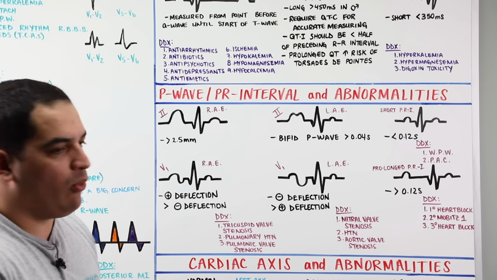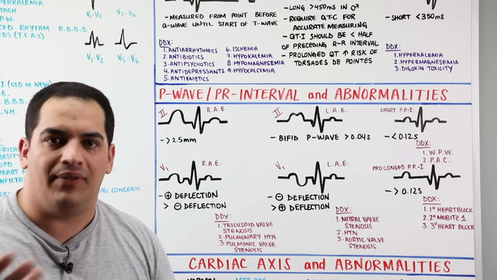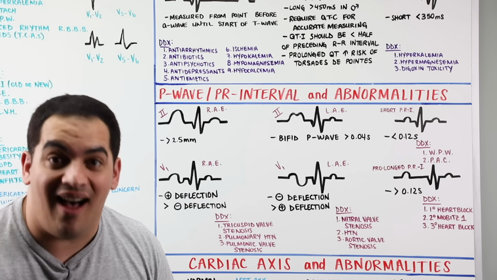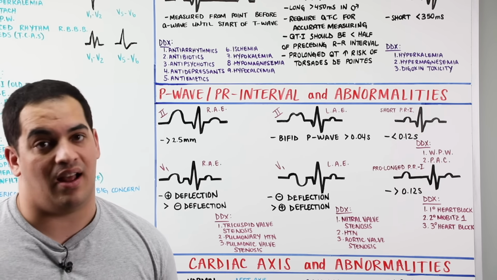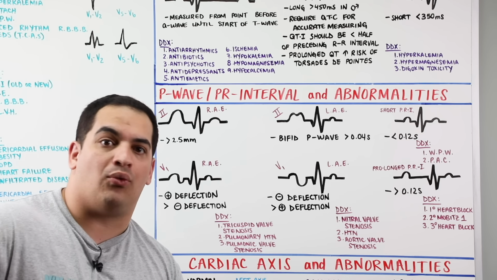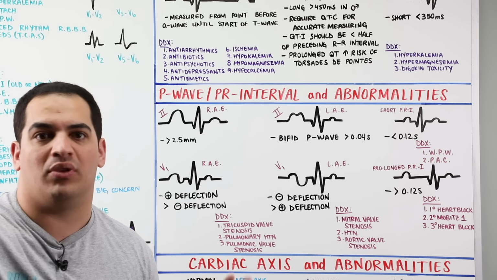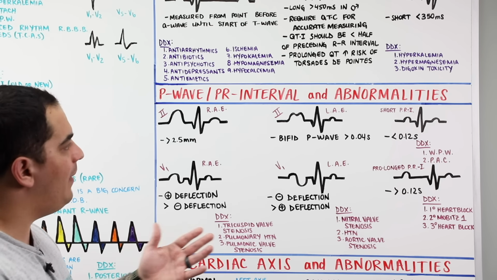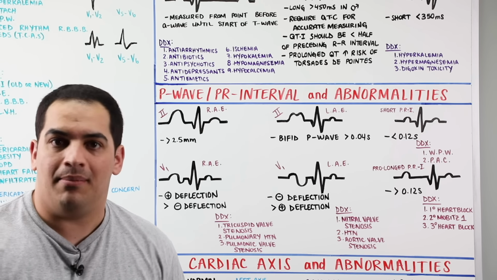But right atrial enlargement, what could be causes of this? Think about valvular stuff. Is there something going on with the tricuspid valve? It's stenotic. Is the pulmonic valve stenotic? Do they have a lot of strain on that right side of the heart because of something going on with the lungs? Those are all things to be thinking about. Okay? Left atrial enlargement, same thing.